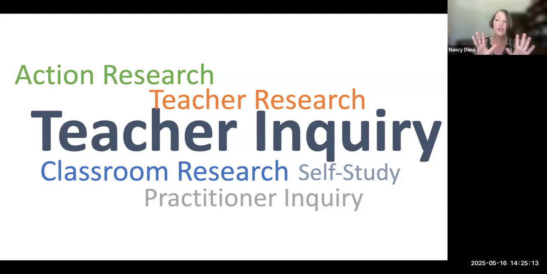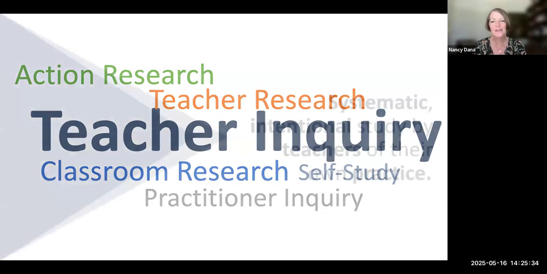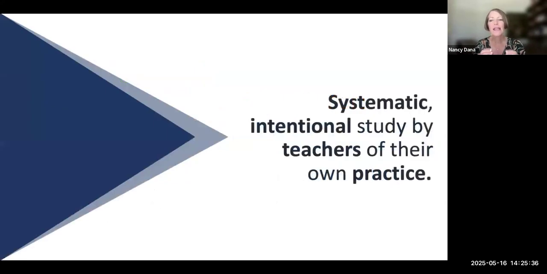And all of these words in the field of education are often used interchangeably and synonymously. What's important to know is whatever of these words you're familiar with, whatever word you use, what we're talking about is simply this: the systematic, intentional study by teachers of their own practice. And there you have it. That is the definition of inquiry.